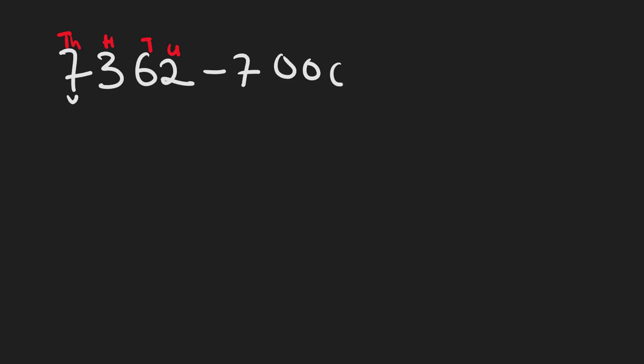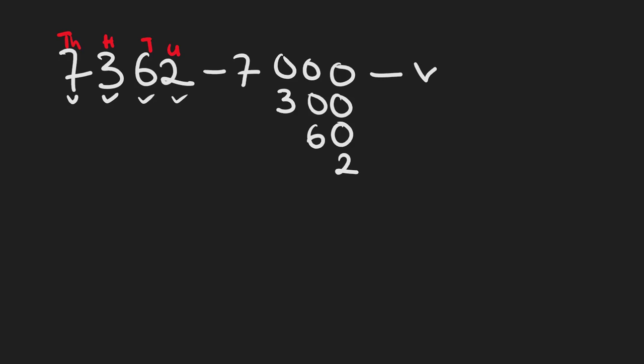So we have 7,000, which is 7 with 3 zeros. Then we have 300, so that's 3 with 2 zeros. We have 6 tens, which is 6 with 1 zero, and we have 2 units, which is only 2. So what is 7,000? Remember that 7,000 is actually 5,000 plus 2,000. Then 300 is usually CCC. That's 100, 100, 100. And 60 is usually 50 plus 10. And what of 2? 2 is II.